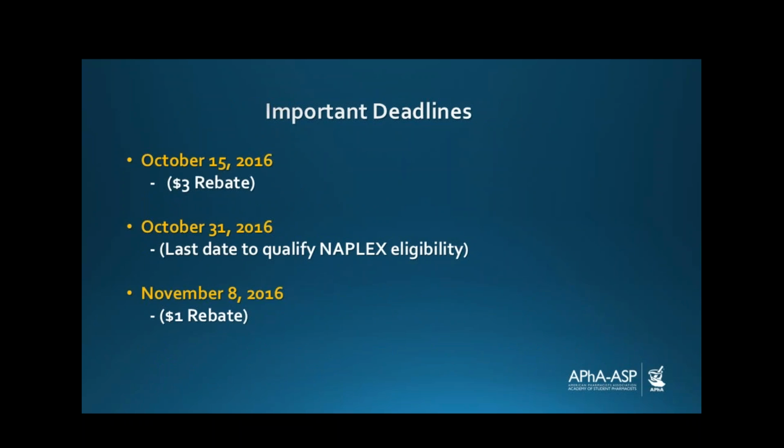So here are a few important deadlines coming up. We have the October 15th, 2016 deadline. This is the first deadline of enrollment. We want chapters to enroll as many students as they can by October 15th, because when you do this, we give you a $3 rebate per student that you enroll. So for every student that you enroll by October 15th, you get $3 per student back to your chapter.